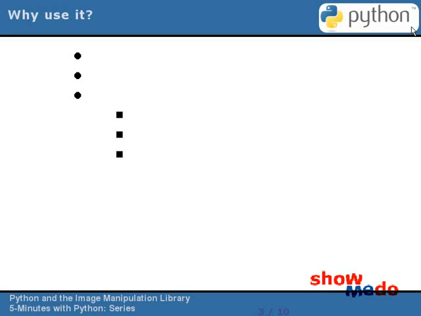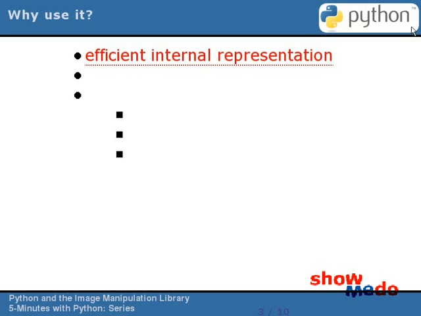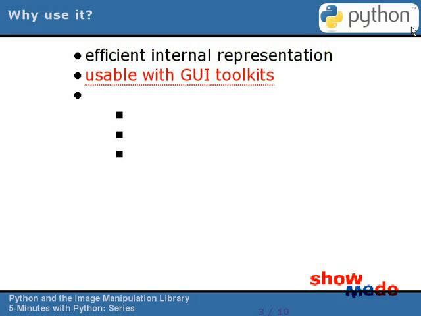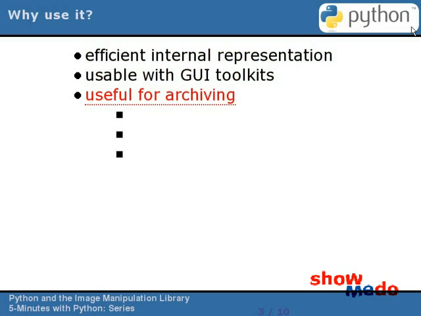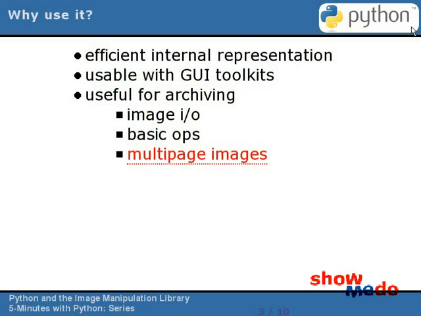PIL provides an efficient internal representation of multiple image formats, providing fast operation without having to resort to a compiled programming language. It has hooks to interoperate with several different GUI frameworks, including wxWindows and Tkinter. PIL has features that make it especially suitable for the archiving of images, such as I/O to not just files, but also containers, such as tar files, basic image operations suitable for batch processing, and support for multi-page images, such as scanned documents.